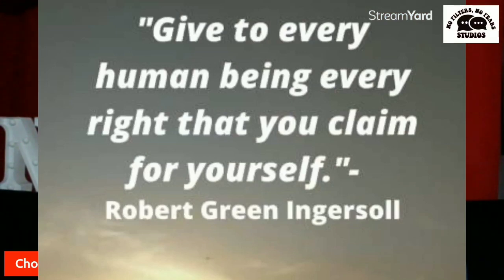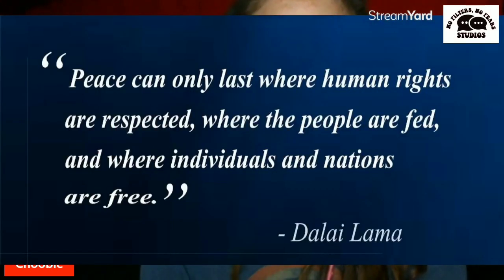Give to every human being every right that you claim for yourself. Robert Greene. That is so true. If you have it, why can't everybody else have it? Peace can only last where human rights are respected, where the people are fed, and where individuals and nations are free. Dalai Lama.